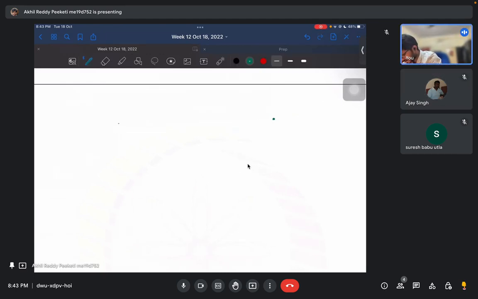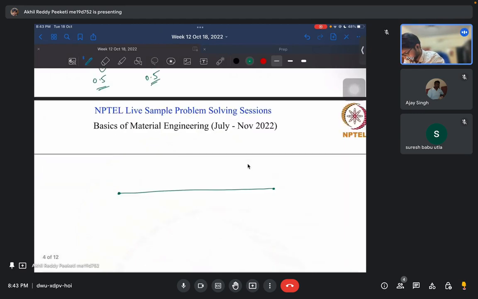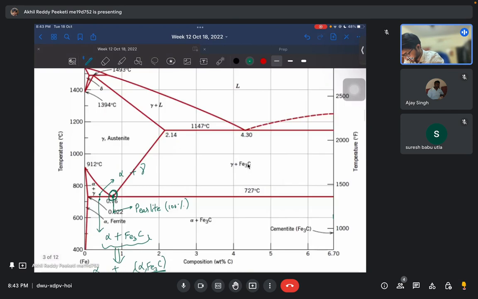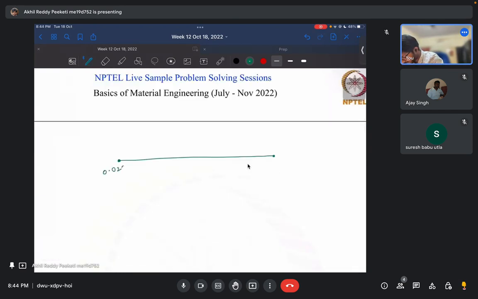Yes, exactly. So here we have this point alpha 0.022 and here we have 0.76. So if you are exactly here, then you will get complete, you will get 100% perlite, right?